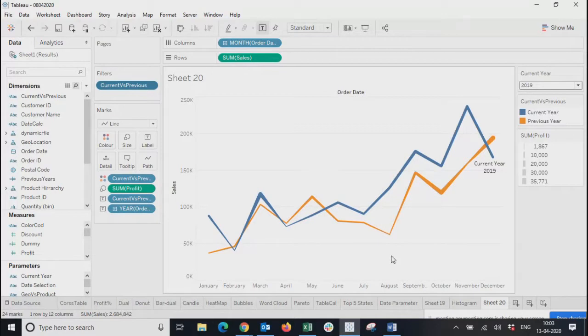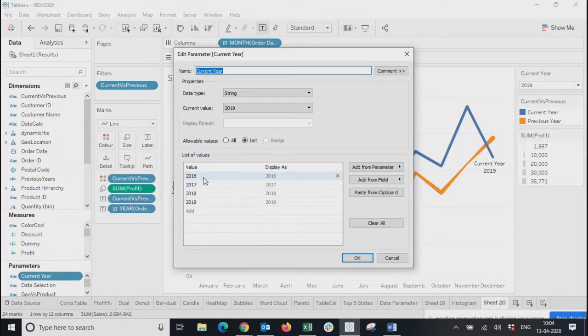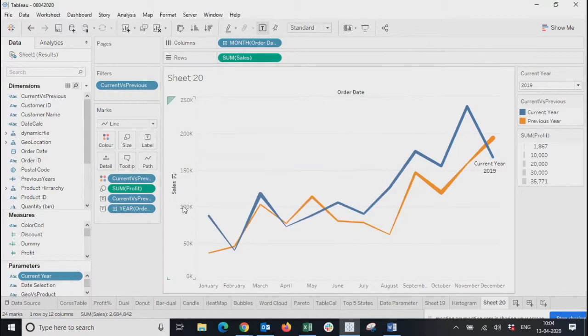Okay, no problem. Other than that, we just covered this visualization which we were trying to do on Saturday. It was a comparison of sales or profit data of the current year versus previous years. On top of what we did on Saturday, this parameter was already created, wherein we had year selection 2016, 17, 18, and 19. And on top of it, we created another calculated field.